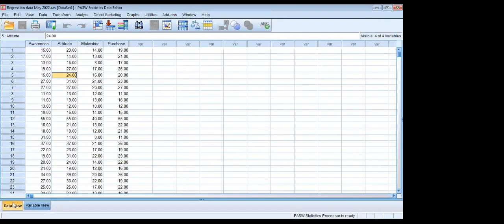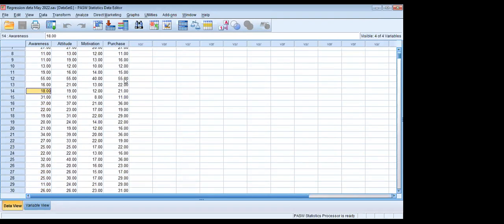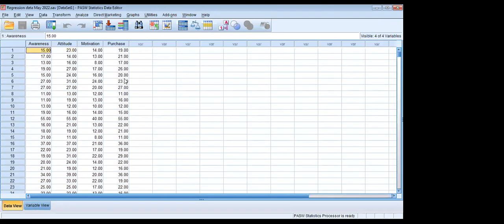Okay. See, it is discrete data. So we have measured the percentage of awareness. With the help of the data we collected, I have converted it into some discrete values, right? Absolute values. So 15.23, 14, you can take it as a point, 15 point 23 point 14, 19, okay.